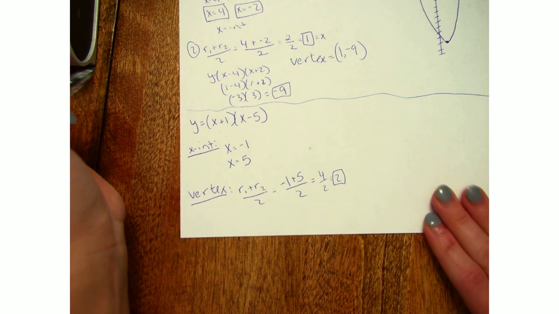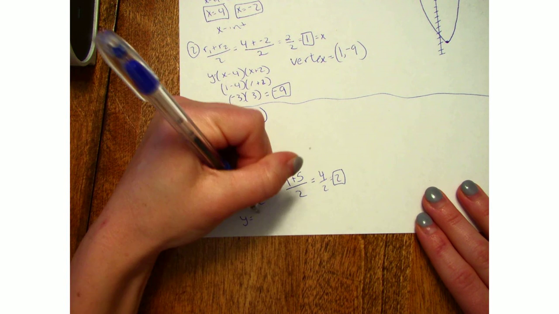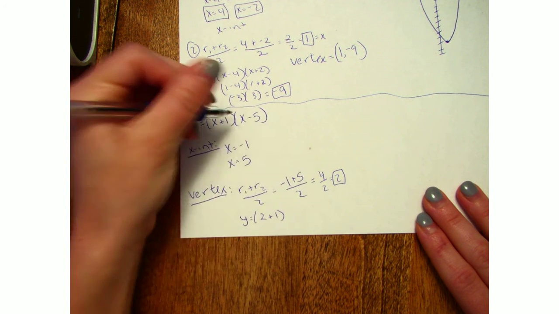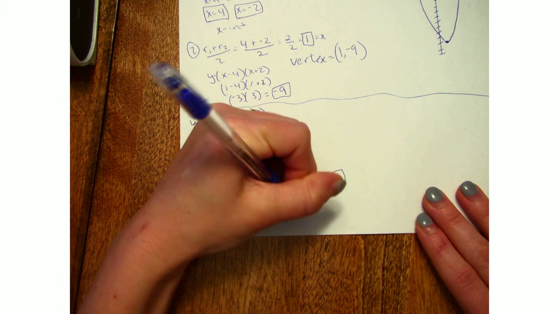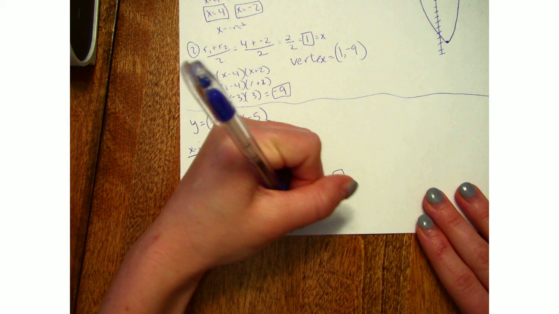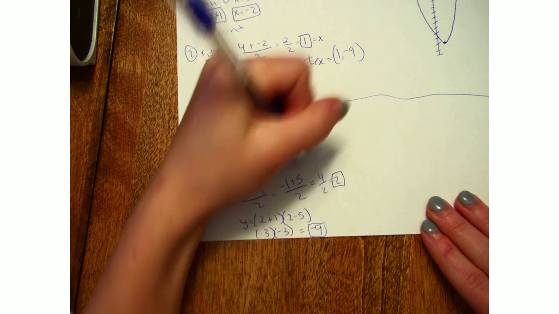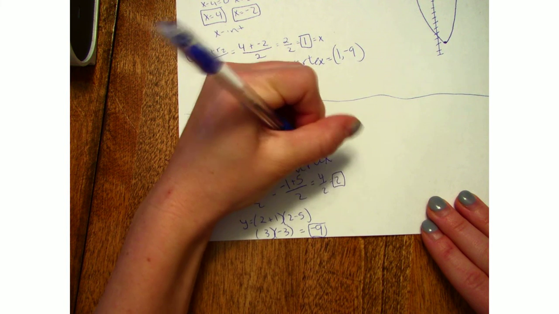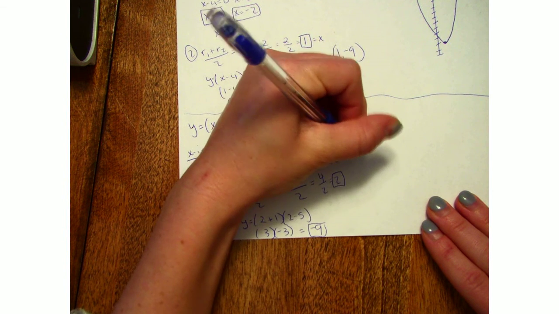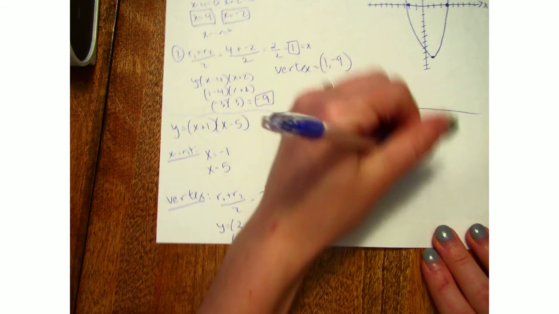Again, that is your x. So you plug that in for x up here. 2 plus 1, 2 minus 5. We get +3 and -3, and we get -9 again. So our vertex is 2, -9.